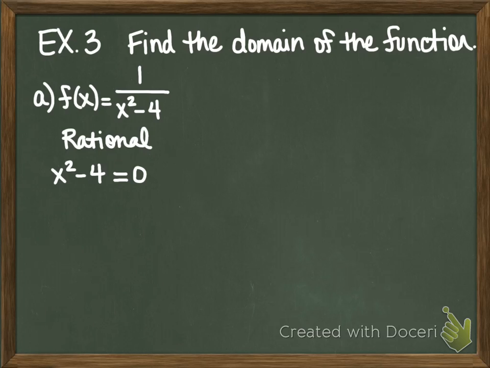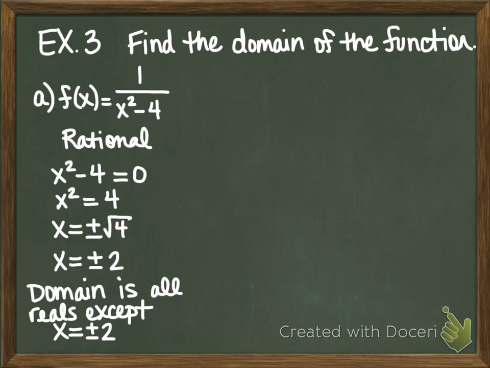So x squared minus 4 equal to 0. I'm going to add 4 to both sides. So x squared equals 4. Then I would need to take the square root of both sides. And remember, when you take the square root, it's the positive and negative square root of 4. So that means it's going to be the positive and negative 2. So our domain for this function is all real numbers except 2 and negative 2.